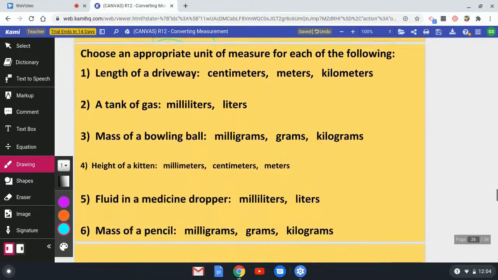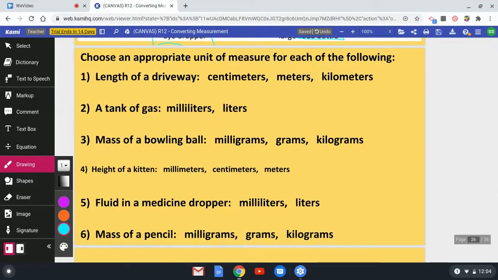So let's see, using what we just learned, we can go back and look at those pictures, but using what we learned, we're going to make some guesses. Using those benchmarks, what would these represent? If I wanted to measure the length of a driveway, would I use centimeters, meters, or kilometers? Remember, centimeters are like how wide your pinky is. Kilometers are for driving. So we would use meters.